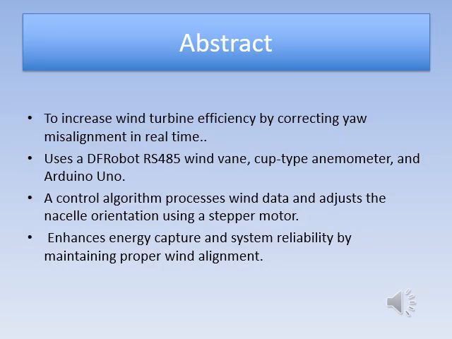In this project, we addressed one of the common issues in horizontal axis wind turbines, which is the yaw mechanism. The yaw mechanism leads to reduced power output and increased mechanical strain. We developed a real-time wind tracking system that uses a wind vane and anemometer to monitor wind direction and speed. An Arduino Uno processes this data and adjusts the turbine's nacelle orientation using a stepper motor. This system continuously corrects the yaw angle to ensure maximum energy capture and reduce wear on mechanical components.